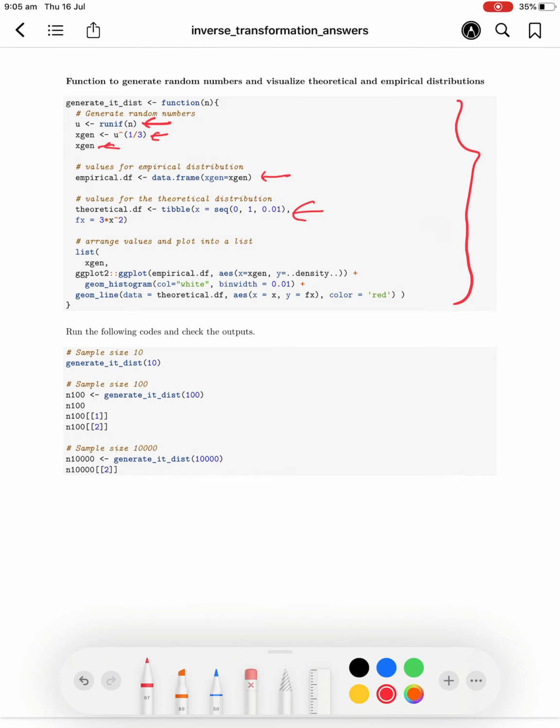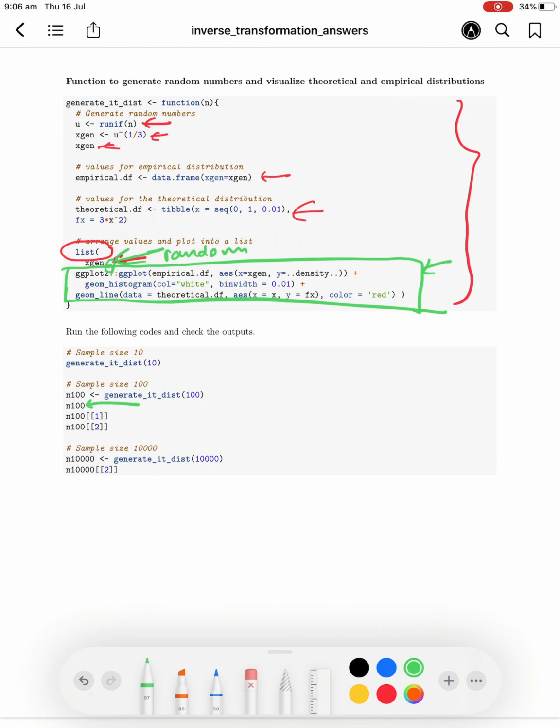Since now I have multiple outputs, I store the output inside a list function. These outputs are not homogeneous, they are heterogeneous. One output is a set of random numbers, the other output is the plot. So the first one is xgen, and I use a comma to separate the second one. The second output is my ggplot. This gives random numbers. This gives the empirical distribution together with the theoretical distribution.